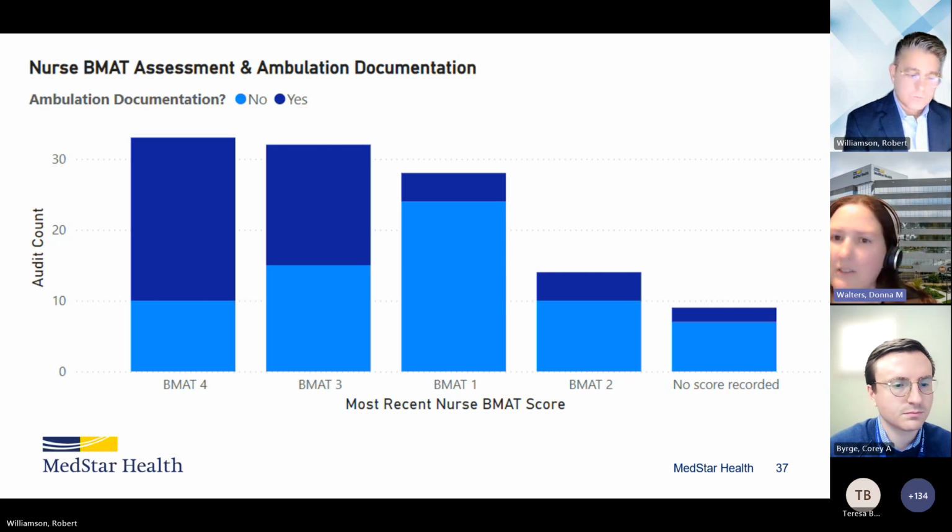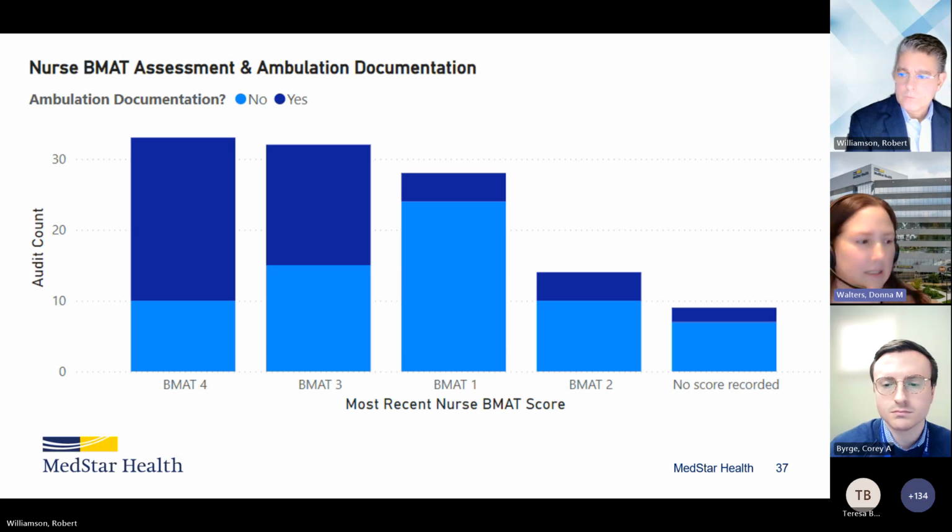So the mix of the nurse assessment and ambulation documentation is really where you would expect to see it. And it was in the BMAT 4s and 3s where we had this documentation noted. BMAT 1s, we did not see any ambulation documented, but we did not look at range of motion or passive range of motion by the staff. Next slide.